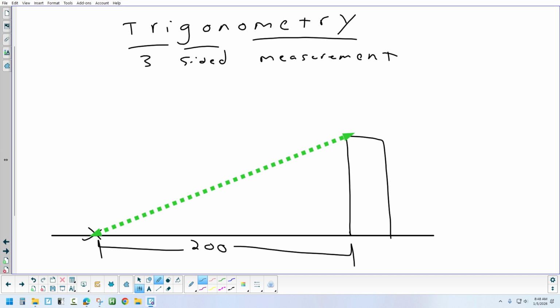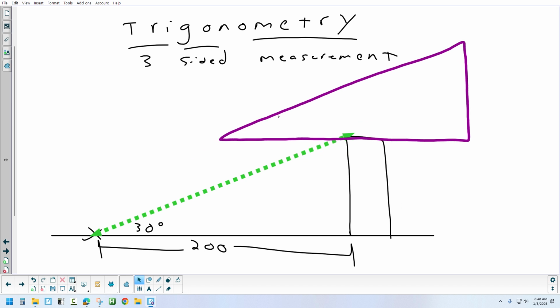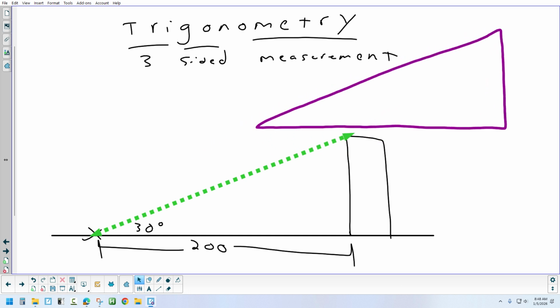Let's say it was 30 degrees. That's enough information for me to find the height of that building. And the triangle that I'd be looking at is right there in purple. Specifically, that's a right triangle, right? Because we're assuming the building is perpendicular to the ground. It's built straight. So in that case, we'd be measuring the height of the triangle, which gives us how tall the building is.